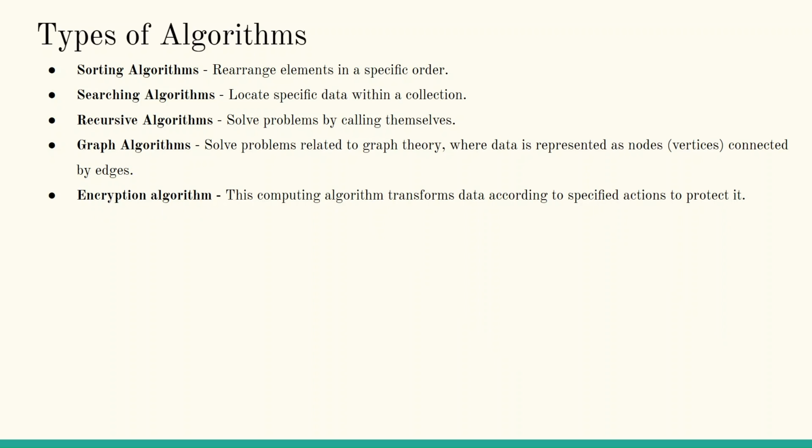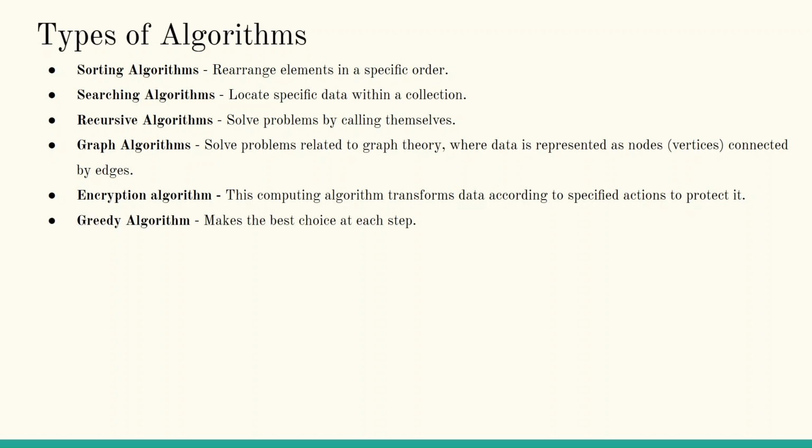There is another very common type of algorithm we use in file encryption, which is called an encryption algorithm. This computing algorithm transforms data according to specified actions to protect it. For example, a symmetric key algorithm, such as the Data Encryption Standard, uses the same key to encrypt and decrypt data. If the algorithm is sufficiently sophisticated, no one lacking the key can duplicate the data.